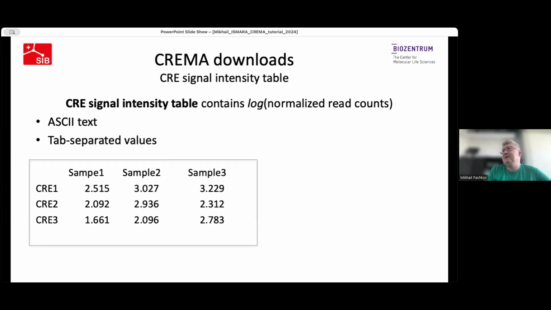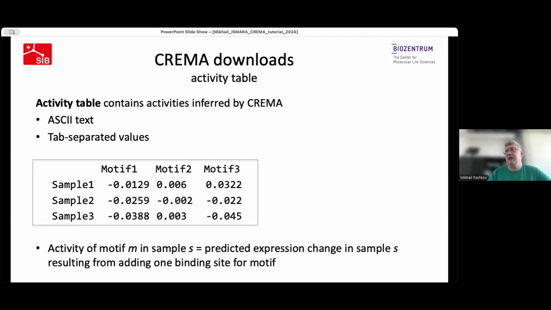The signal intensity table is very simple: these are just log of normalized read counts, which are given per regulatory element and per sample. The activity table is exactly the same as for ISMARA. For every motif and sample pair, we have an activity value.